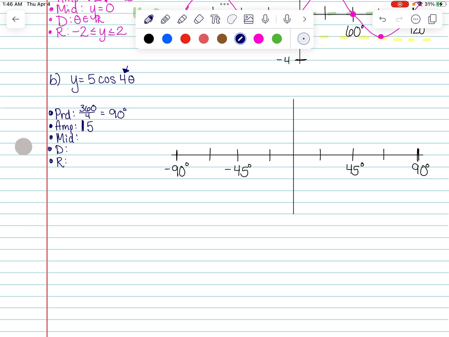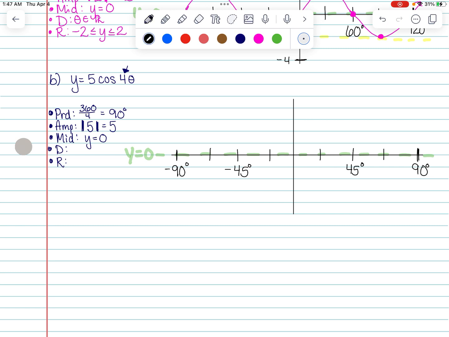Amplitude. Absolute value of the number in front of the trig. Absolute value of 5 is 5. On my y-axis, I go double that above and below the midline, and the midline for now is still at y equals 0. It will be at y equals 0 until our graph starts shifting upwards or downwards, which isn't until 12.8.